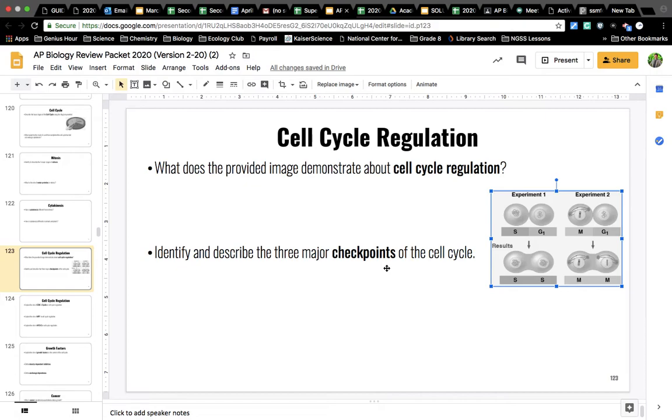So with G1, it needs to have reached a certain size and collected enough material so that it's ready to duplicate its DNA. If it's not ready yet, then it shouldn't be triggered to go into S phase, because this is how damage and things happen. So there needs to be stop and go signals at these different spots. So there are 3 checkpoints where these stop and go signals can happen: the G1 phase, the G2 phase, and M phase, the 3 checkpoints.